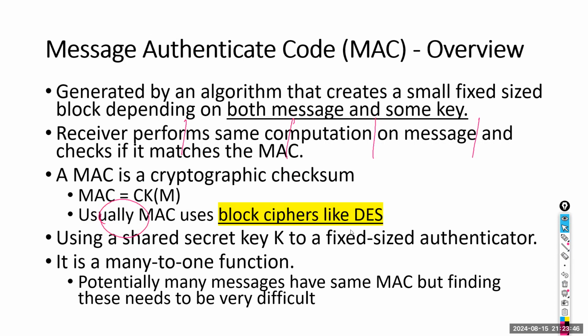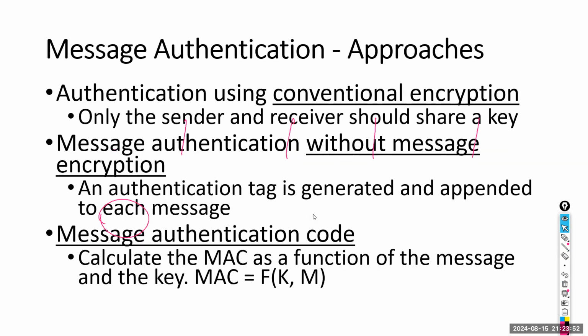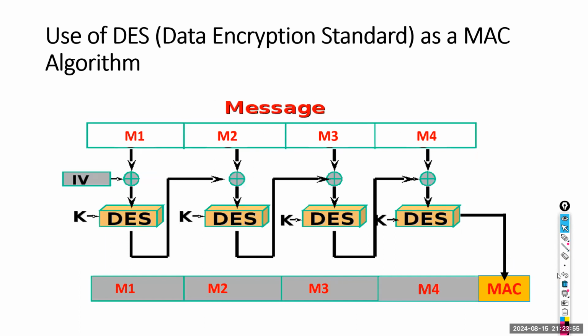MAC, the block cipher like DES. And again we need to chain it. Why do we need to chain it? Because then only your final MAC value depends on the entire message.